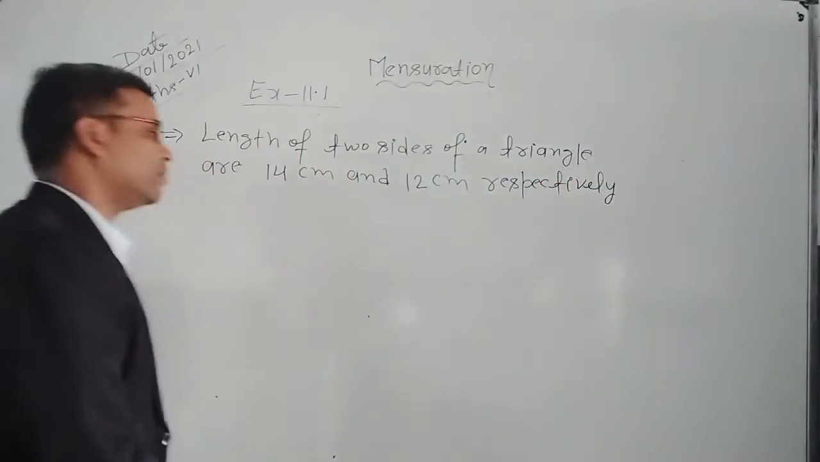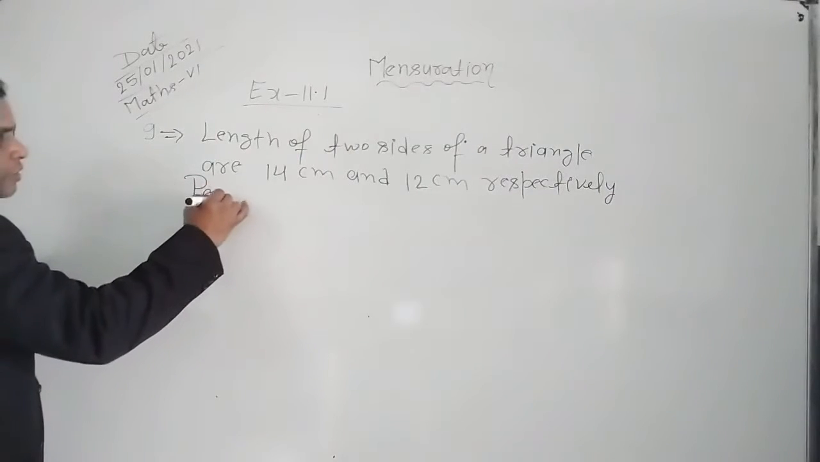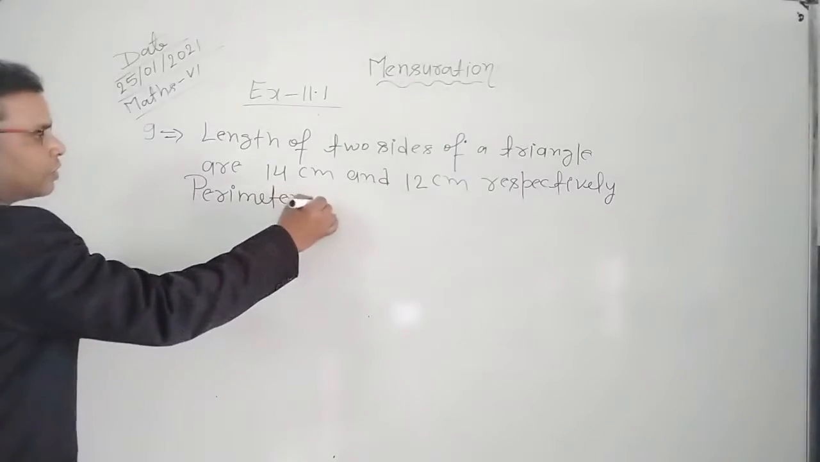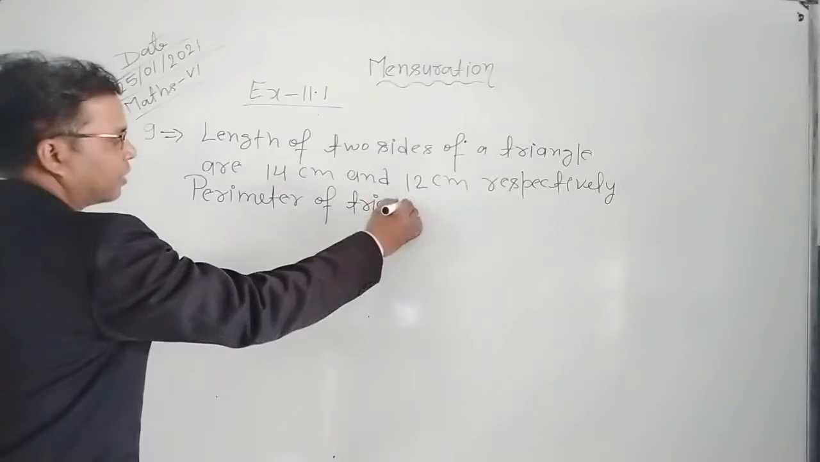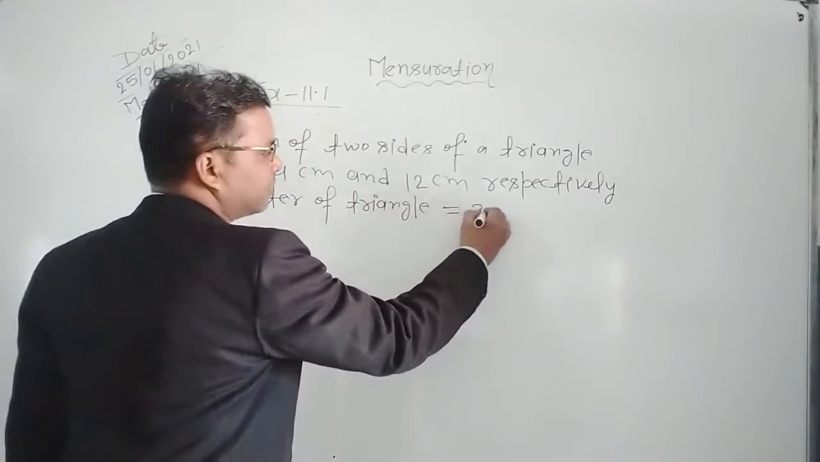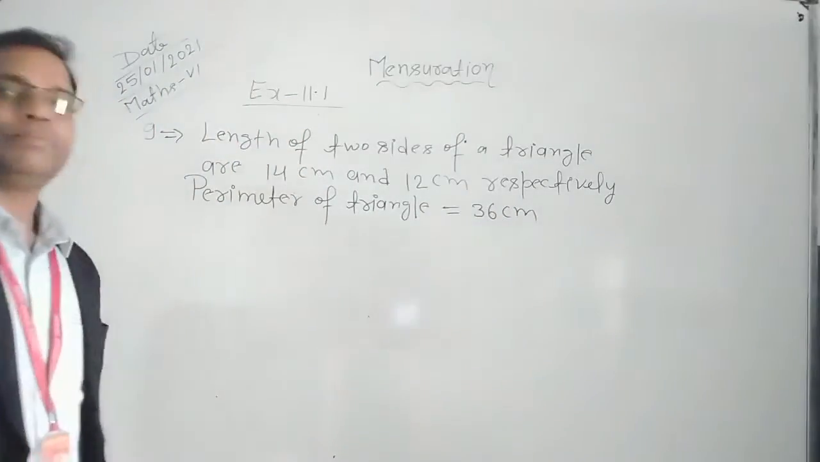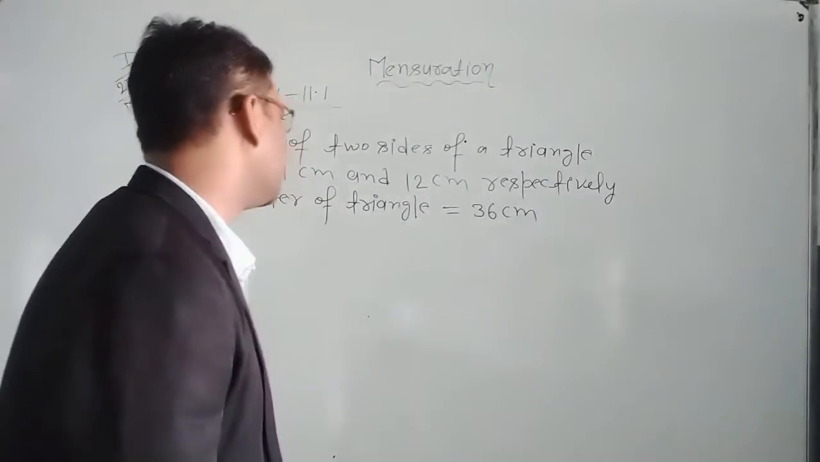Clear? Now, the perimeter of the triangle is also given here. Perimeter of triangle is equal to, this is given, 36 centimeters. Okay. Perimeter of triangle, this is given here, 36 centimeters.